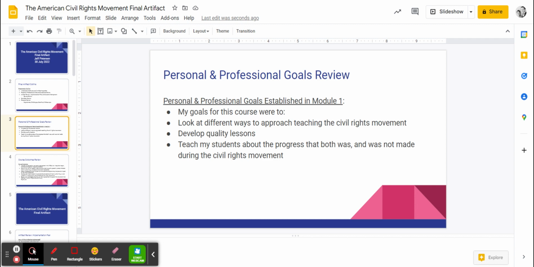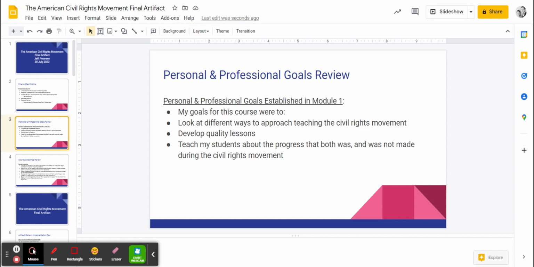In Module 1, I said that my goals for the course were to look at different ways to approach teaching the civil rights movement. And I think I have done that, as I'll discuss as we get further into the presentation. I think I've developed some quality lessons within both the course as well as in this artifact.